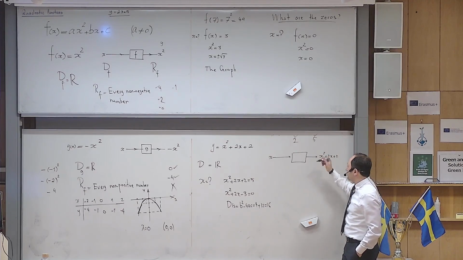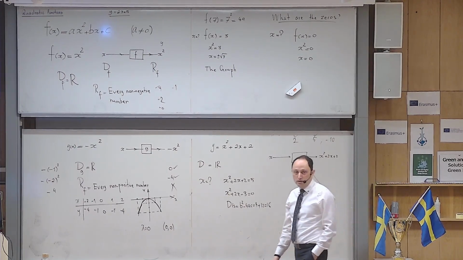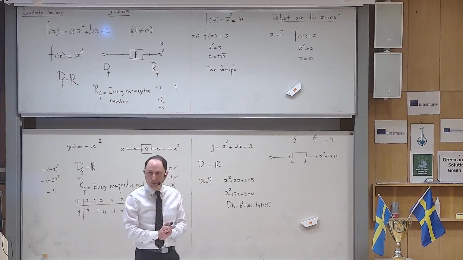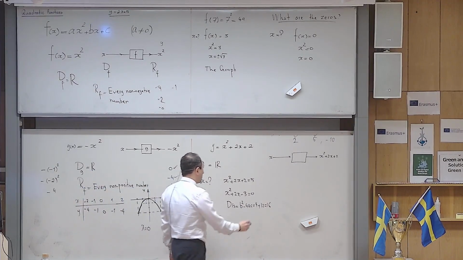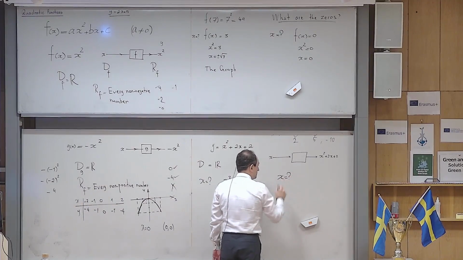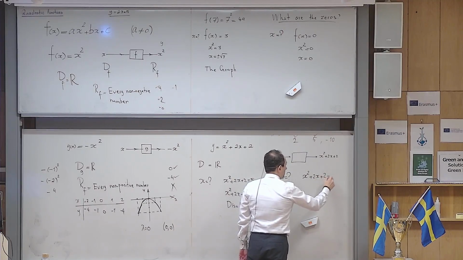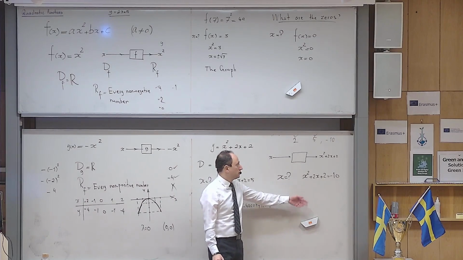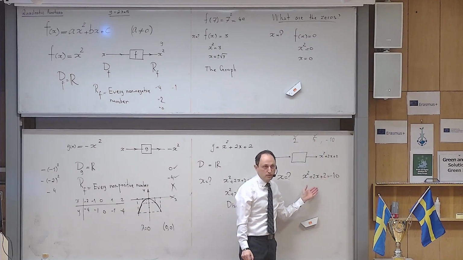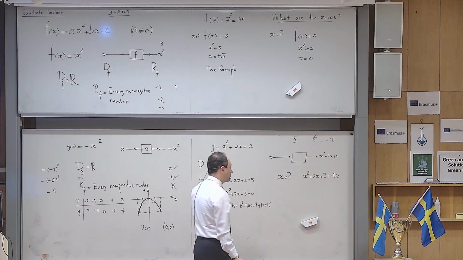But let me ask you this question about, for example, minus 10. Do you think minus 10 is in the range or not? Technically speaking, that's the same question. Well, I have to redo it again. It means that I have to ask myself, is there any input for which the output is minus 10? And then I answer this question. If the answer to this question is positive, yes, minus 10 is in the range. If the answer is negative, it means minus 10 is not in the range. Yes? So what do you think is this?